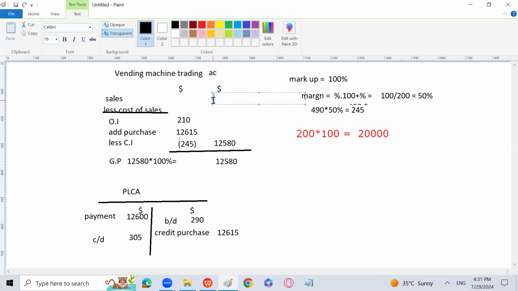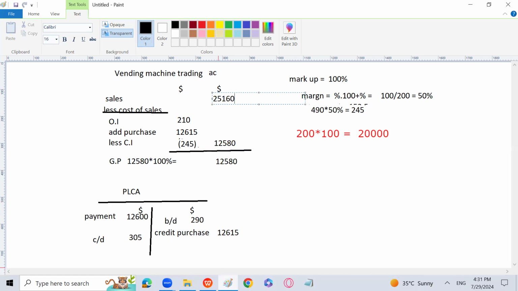How much is it going to be? 25160, right? So 25160 is the sales, less cost of sales 12580. We'll get the answer: 12580 is the gross profit.